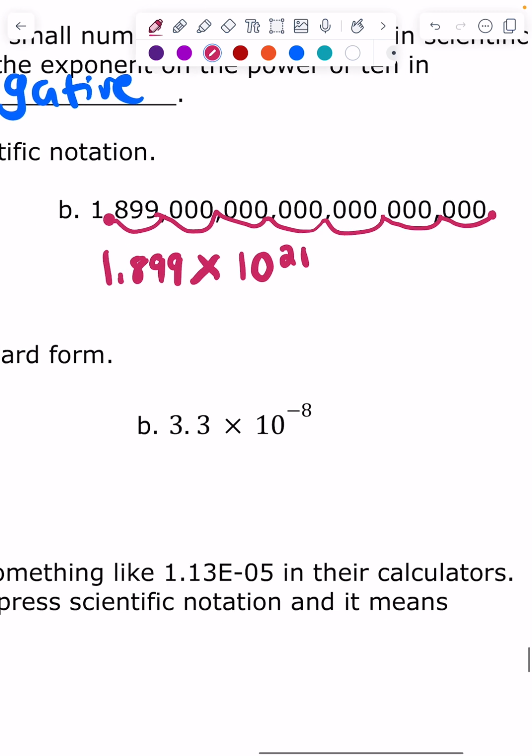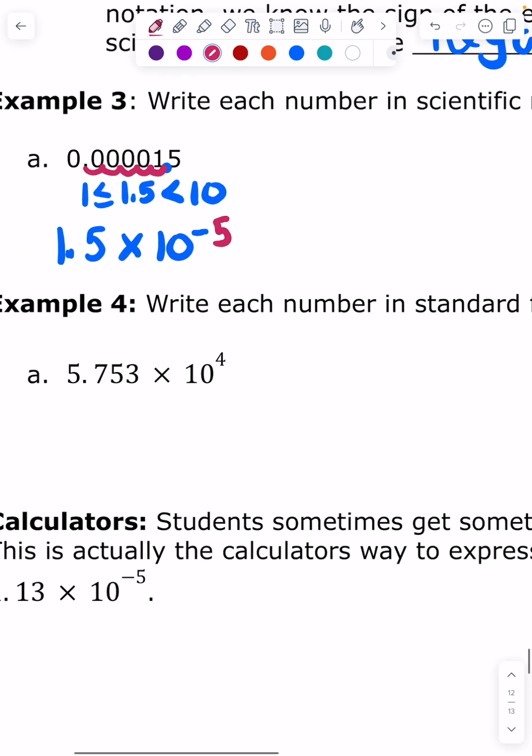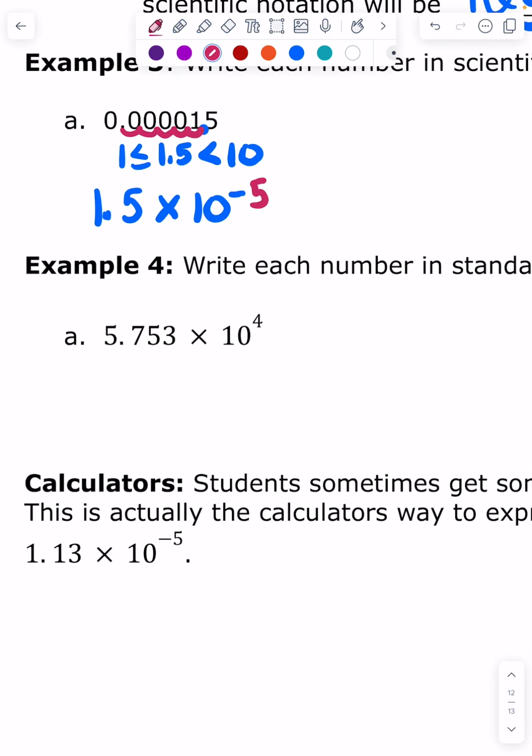And then we can also go from scientific notation to standard form. So this is kind of easier because you're just multiplying by powers of 10. So you're just moving the decimal the amount that it gives you on the power. So this one's 10 to the 4. So I'm going to go 1, 2, 3, 4 hops, and I get 5, 7, 5, 3, 0. So 57,530. I started with 5.753 times 10 to the 4th.